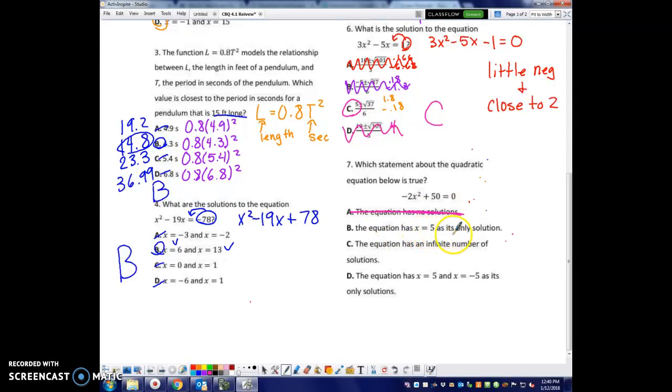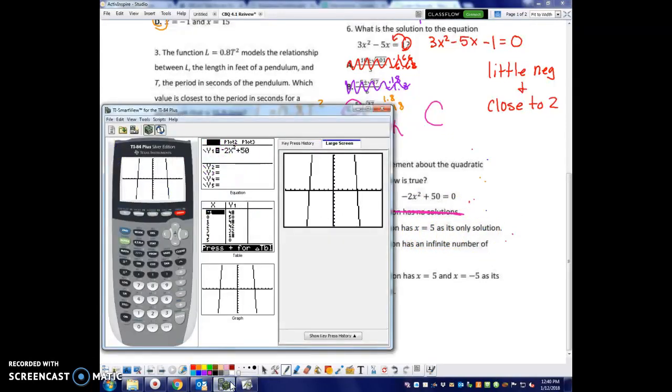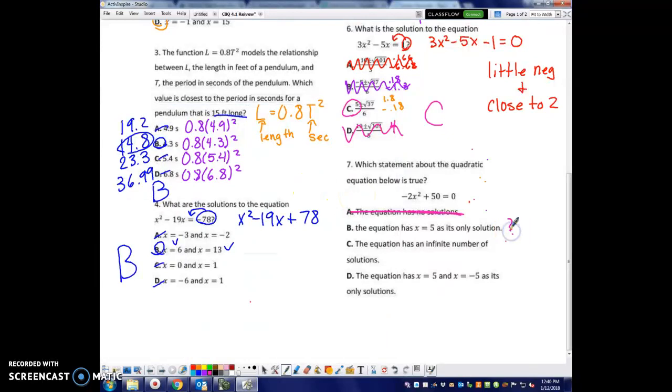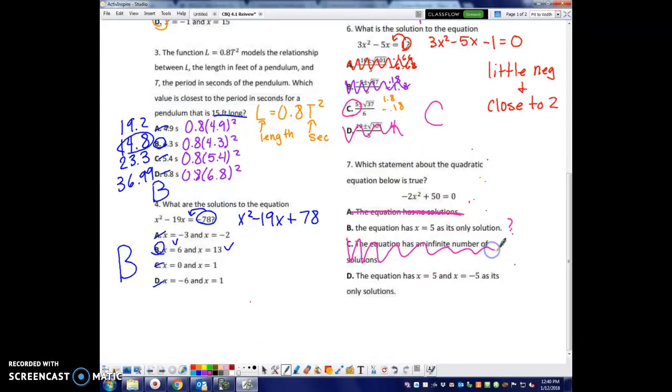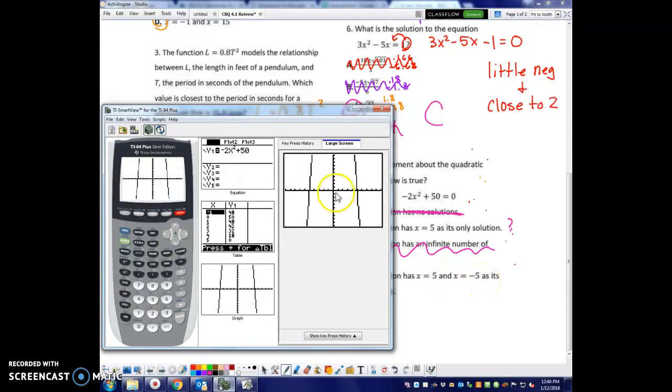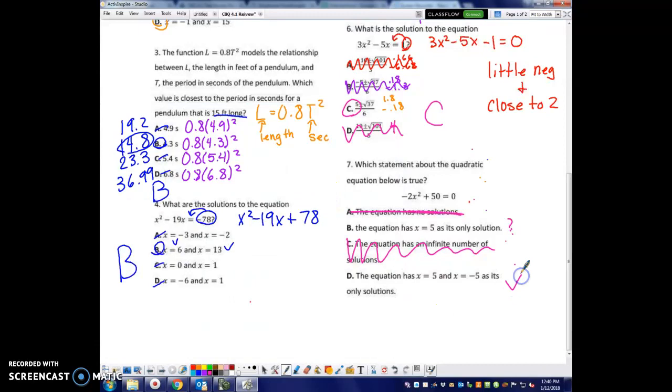The equation has x equals 5 as its only solution. Well, let's see here. 1, 2, 3, 4, 5. X equals 5 is a solution, but it does have another. So we'll put a question mark here. The equation has an infinite number of solutions. No, it does not have an infinite number. Infinite number would be on the x-axis all the time. So no, that's definitely not it. The equation has x equals 5 and x equals negative 5 as its only solutions. So we know x equals 5, 1, 2, 3, 4, 5, and x equals negative 5. That looks like the best answer choice. D.